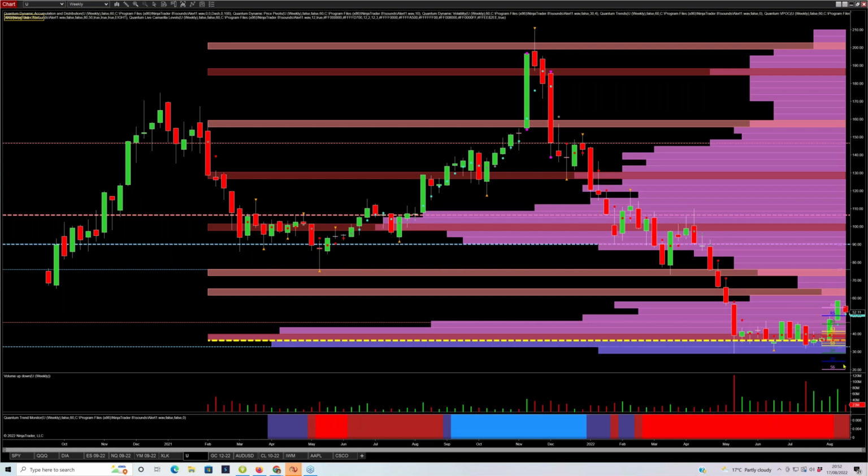Yes, you've got the little pullback here, but so far there's not a lot of volume underneath it. So one to watch and to see whether it's going to carry on higher, and also how long it's going to take, which is going to be very interesting.